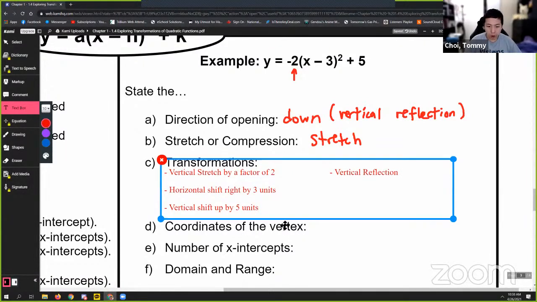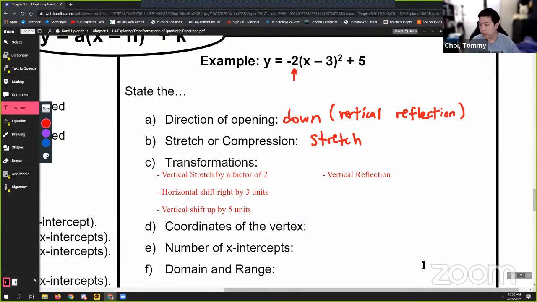So those would be all the transformations present in this function. It's a lot. There's a reason why I said this is going to be a little more difficult and confusing, right? So we want to break it down one step at a time, understanding what all these transformations are. And the only way you're going to get them is identifying those numbers. What is A? What is H? What is K? Once you can identify all of those, the transformations are just translating that into English words.